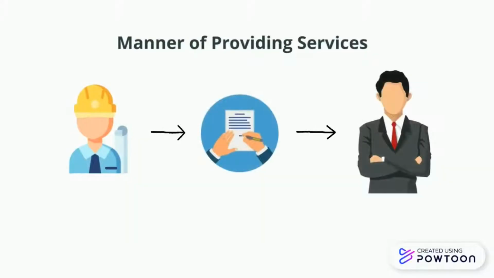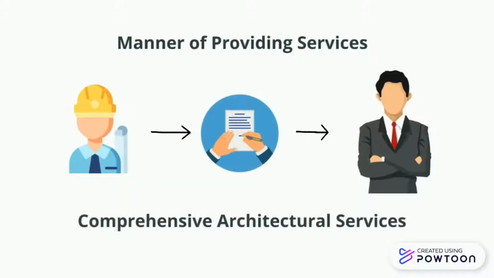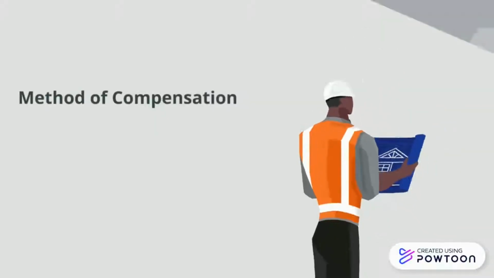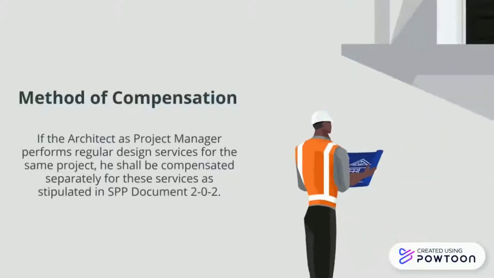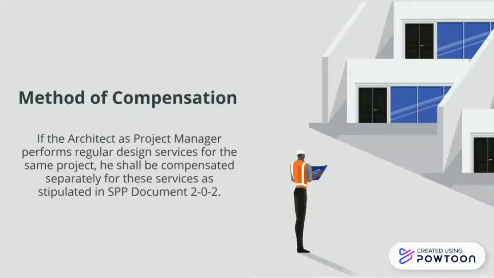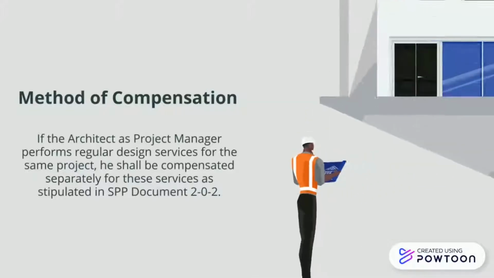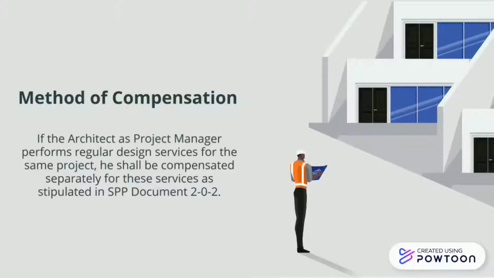Manner of providing services. Normally, the architect enters into a contract with the owner to perform comprehensive architectural services. By the very nature of the services, he assumes the dual role of the project manager and the construction manager, or effectively the overall coordinator whose functions are outlined under this SPP. Method of compensation. If the architect as project manager performs regular design services for the same project, he shall be compensated separately for these services as stipulated in SPP document 202.